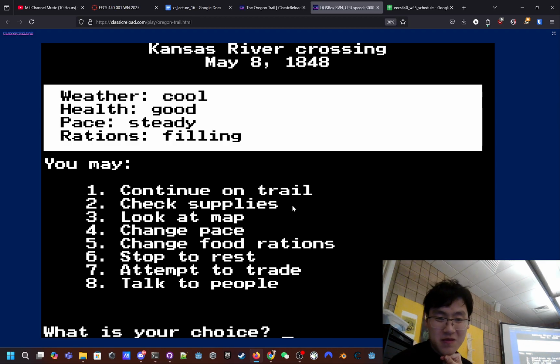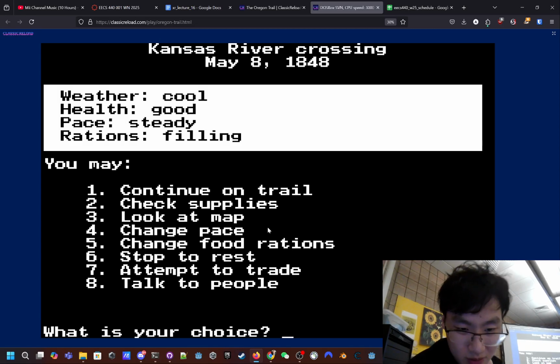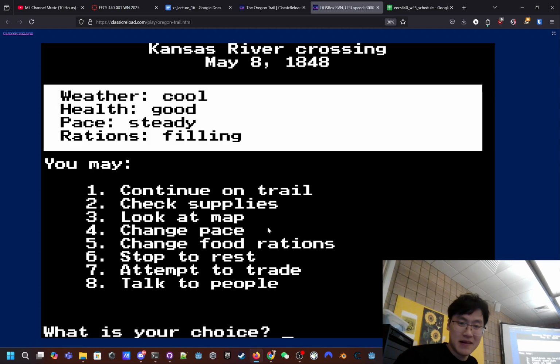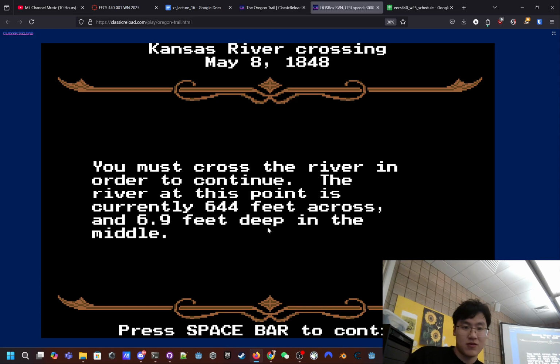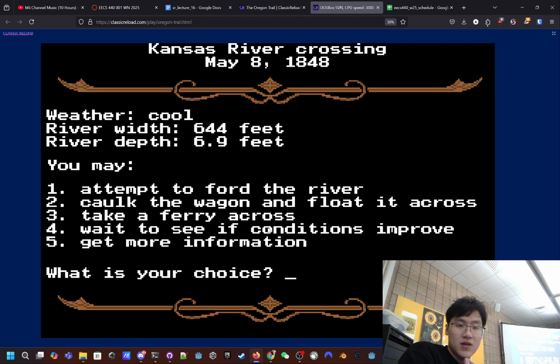You could be stranded for days, but do we know if there are wagons or boats? I don't know. It's weird. When you continue, you'll get to check. Okay, let's see. You must cross the river in order to continue. The river at this point is currently 644 feet across and 6.9 feet deep in the middle. Okay. The weather is cool. It's like okay.